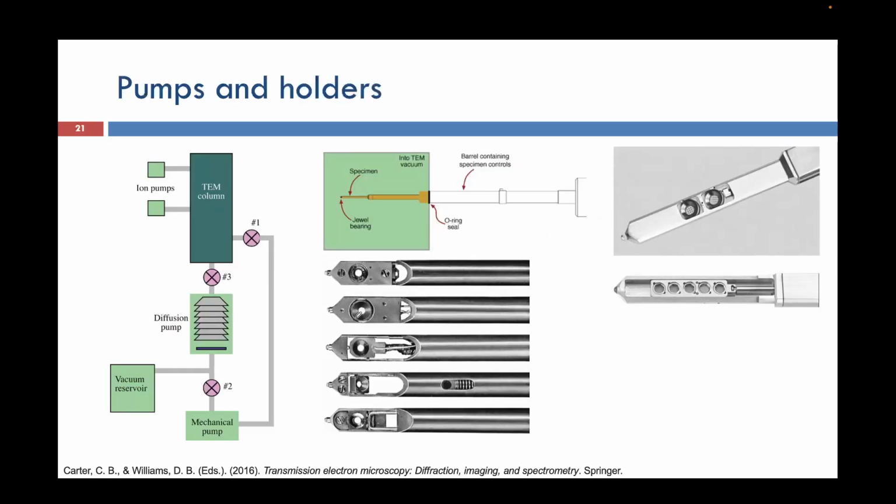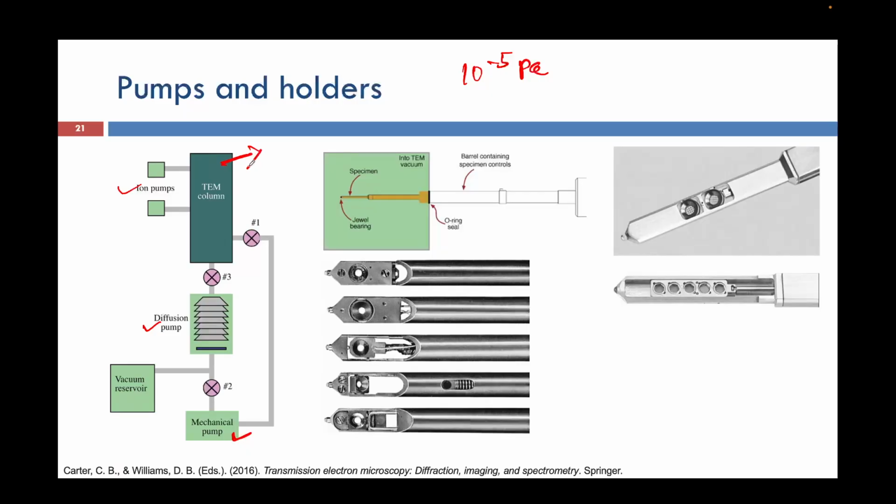Since we are talking about different instrumentation, pumps and holders also play a certain role in the imaging techniques of transmission electron microscopy. In the TEM column, I told you that the vacuum we have to maintain is 10 to the power minus 5 Pascal. To maintain this kind of vacuum, we need different types of pumps: mechanical pump, diffusion pump, ion pump, as you can see. We implement all those pumps into our transmission electron microscope so that the TEM column is maintained at a high vacuum.